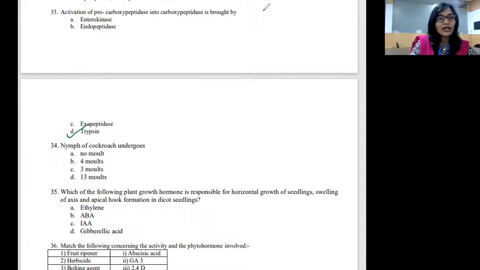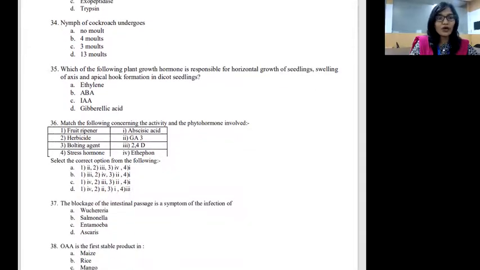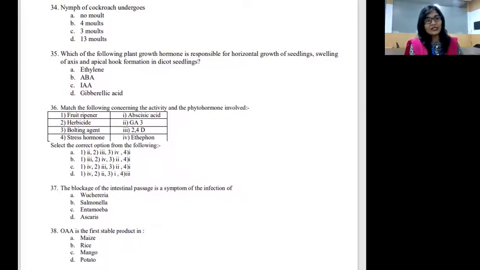Okay, the next question. The nymph of cockroaches. Nymph is going to be the young one of a cockroach. How many times does it undergo molting? Molting is nothing but the shedding of its exoskeleton. So it usually undergoes 13 molts. So they undergo 13 molts. This is a very simple question.